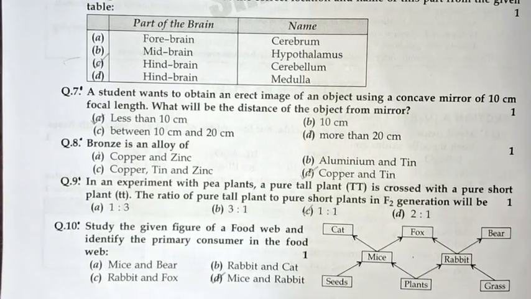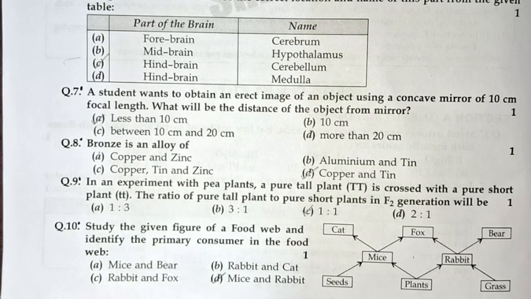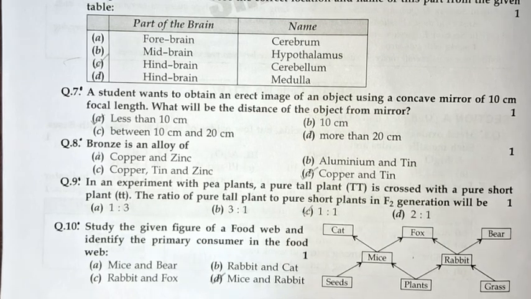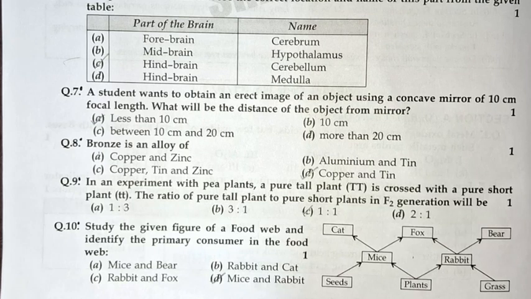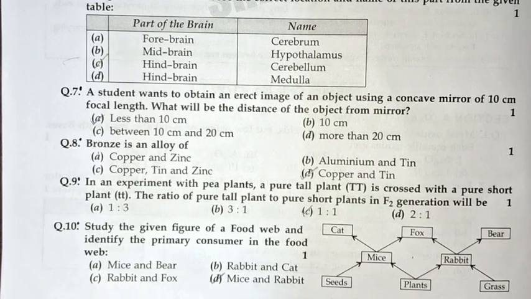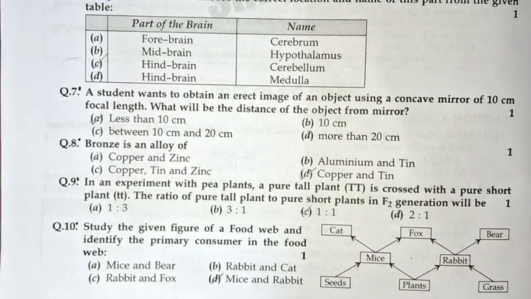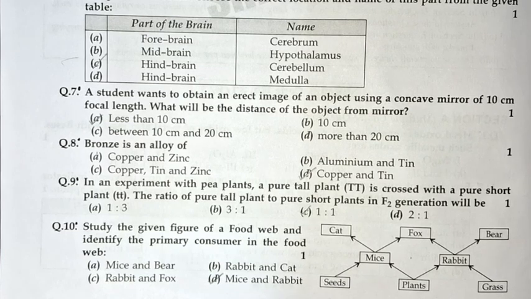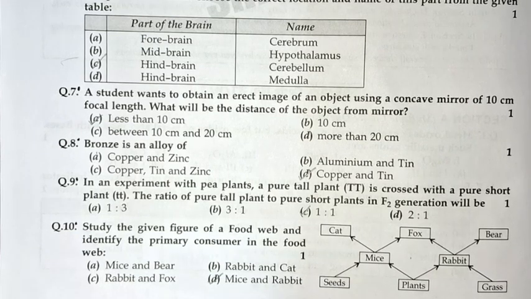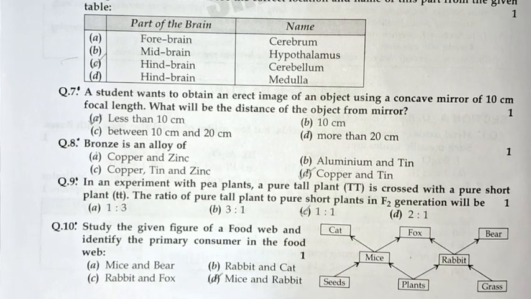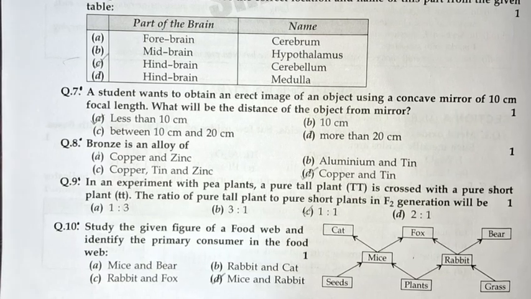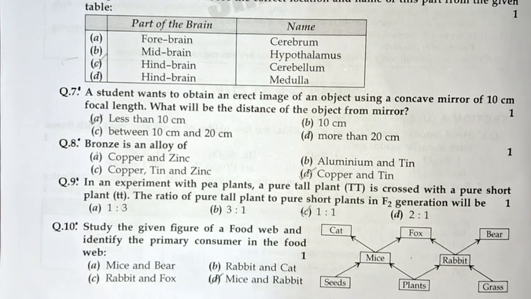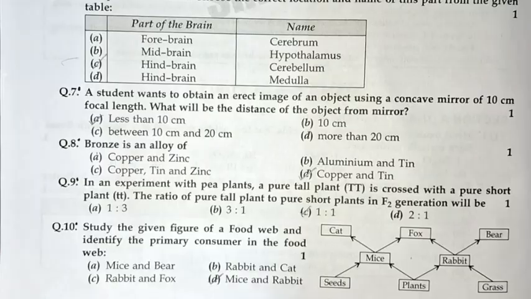Question number 9. In an experiment with pea plants, a pure tall TT is crossed with a pure short plant tt. The ratio of pure tall plant to the pure short plants in F2 generation will be. Answer will be 1:1, part C. Question number 10. Study the given figure of a food web and identify the primary consumer in the food web. Primary consumers are mice and rabbit. Answer is option number D.